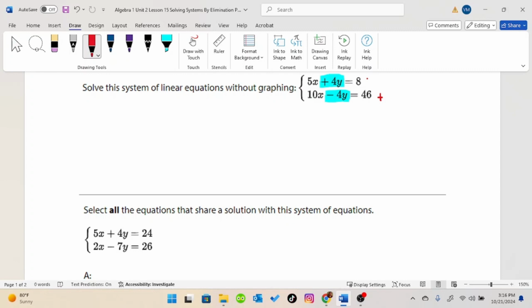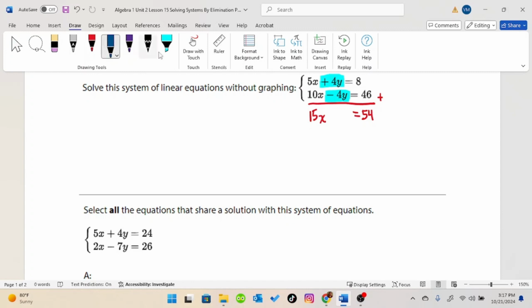This gives me 5x plus 10x equals 15x. 4y plus negative 4y cancels out to 0. And 8 plus 46 equals 54. Now I have 15x equals 54.